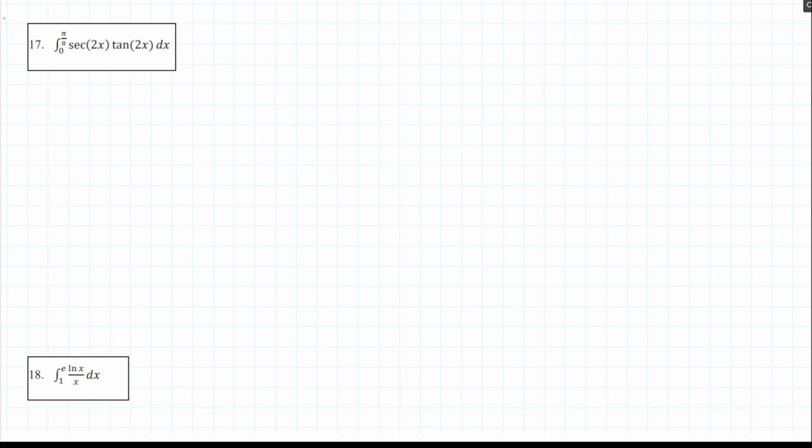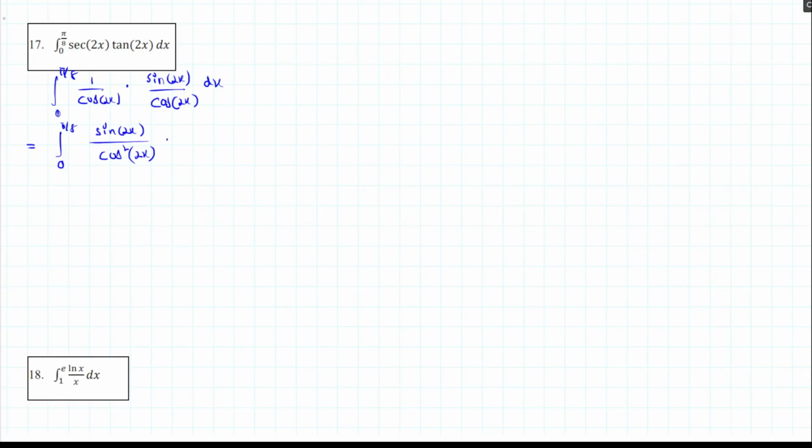Okay, let's rewrite this problem. So integral 0 to pi over 8. So secant 2x can be written as 1 over cos 2x, and tan 2x can be written as sin 2x over cos 2x, and dx. So that is integral 0 to pi over 8, so this is the sin 2x over cos square 2x.